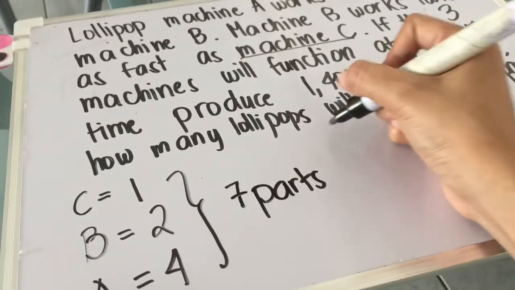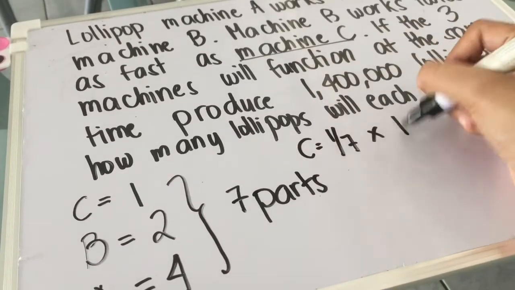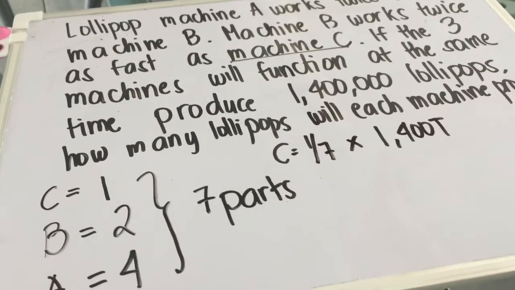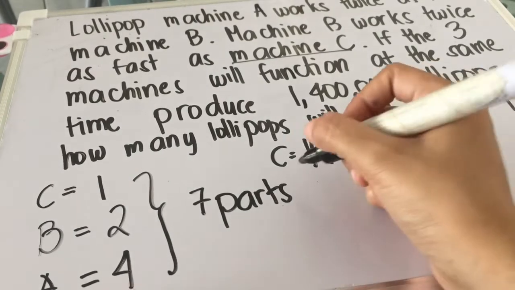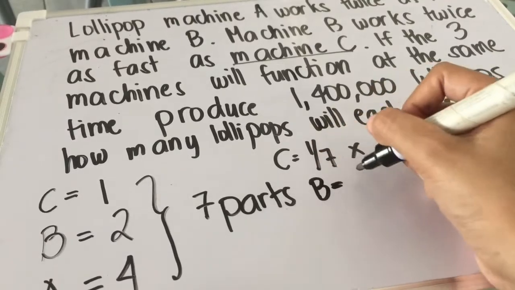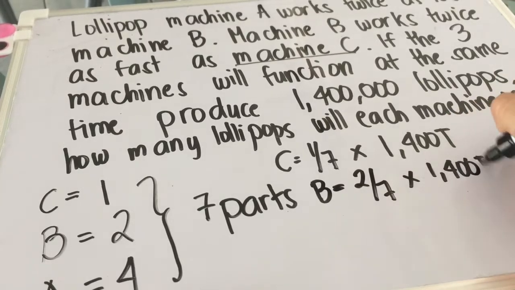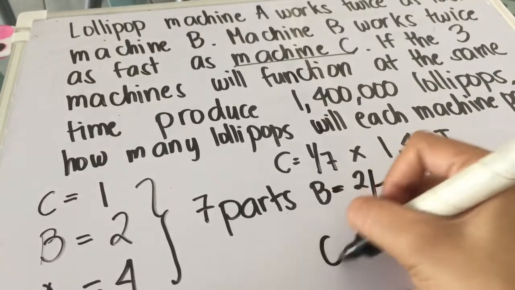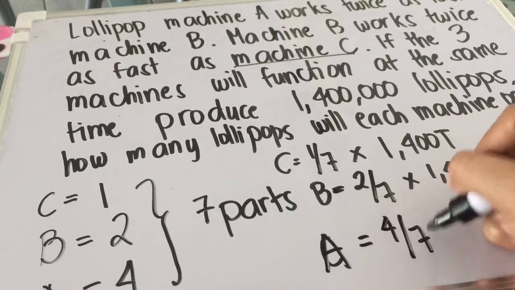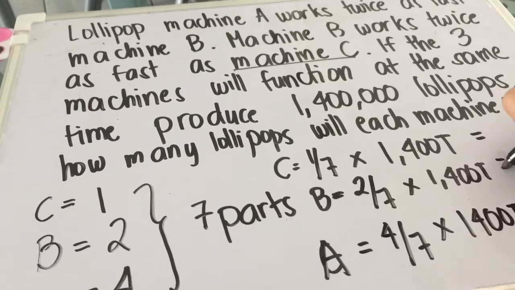So we have 1/7 for C times 1,400,000 to find the total na nagagawa ni machine C. Kay machine B naman, we have 2/7 times 1,400,000. Kay machine A naman, we have 4/7 times 1,400,000. So we will total this.